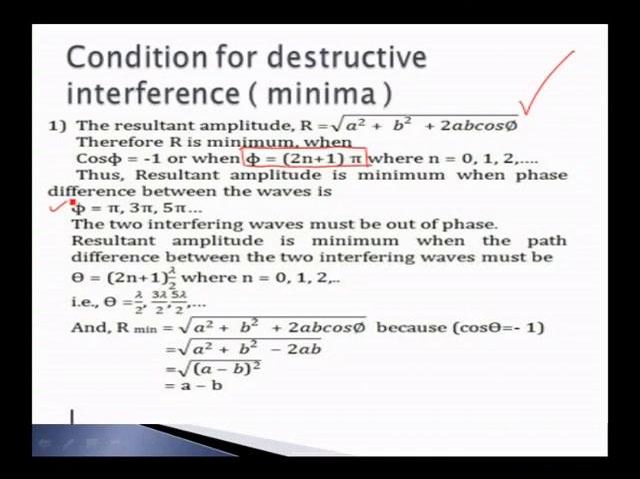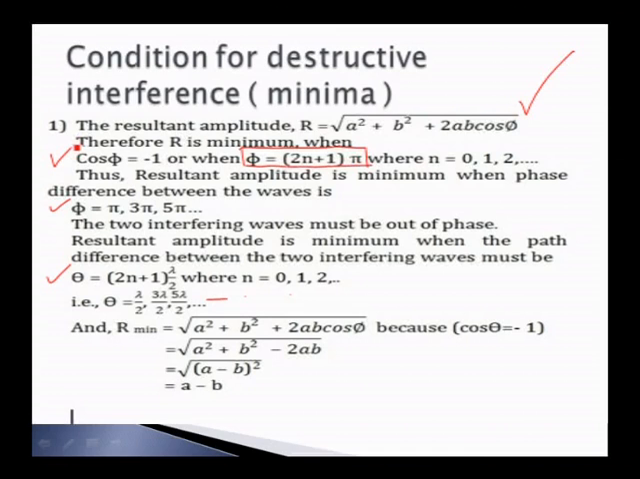Similar to this, the phase difference is given by this expression. Again n will take values. The possible path differences to obtain destructive interference are lambda by 2, or 3 by 2 lambda, or 5 by 2 lambda and so on. These are the values. Now let us test whether this expression holds good.